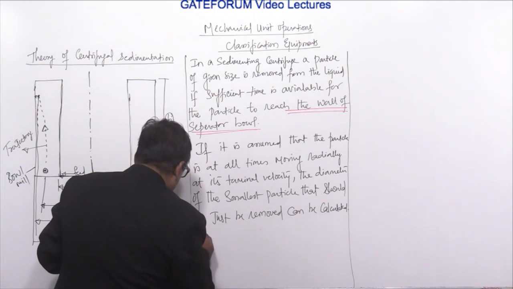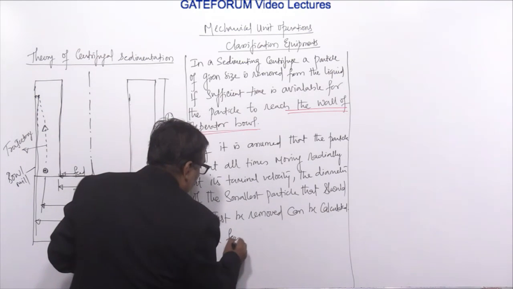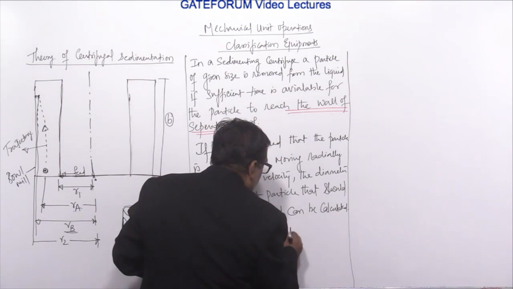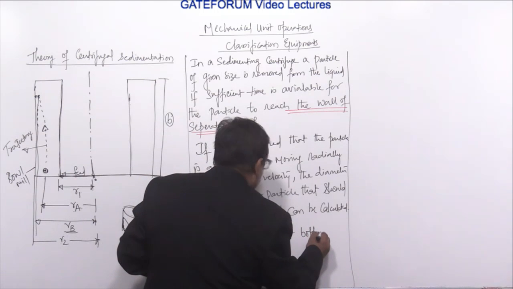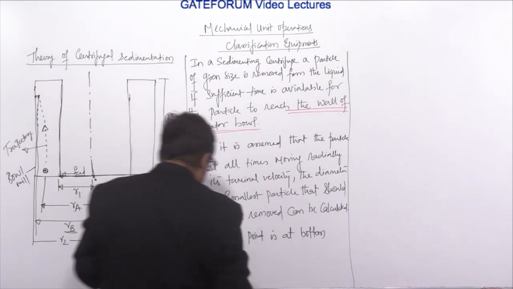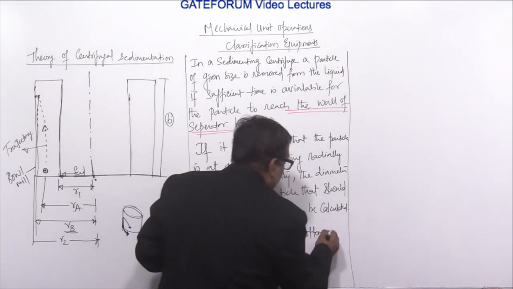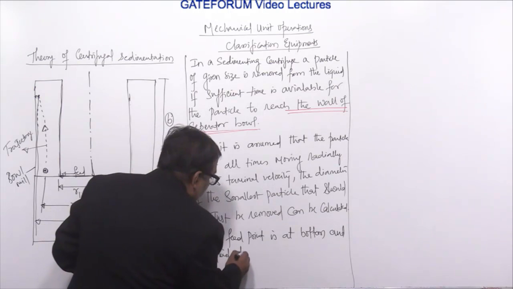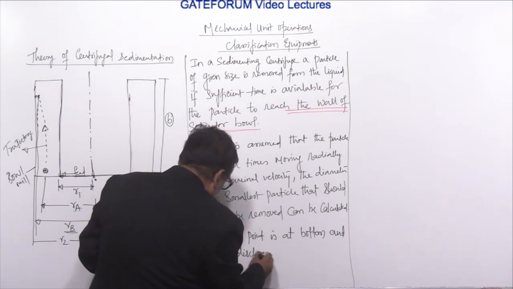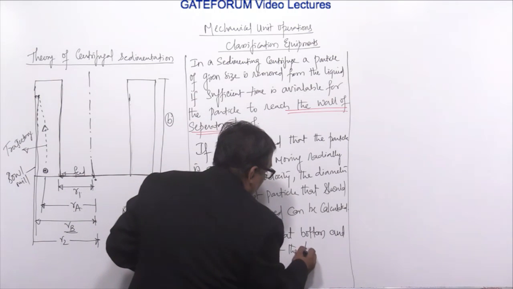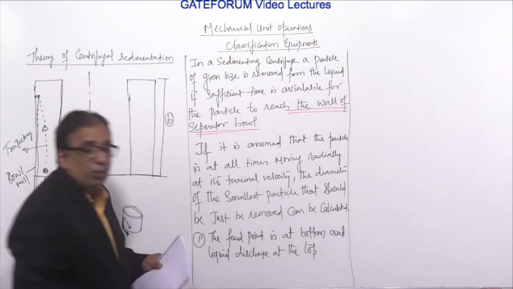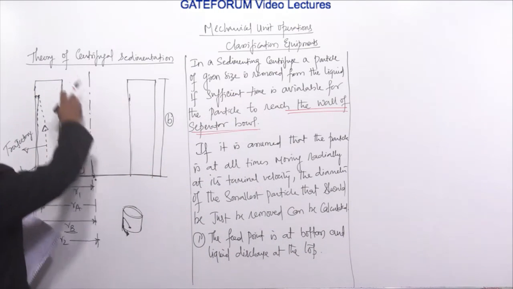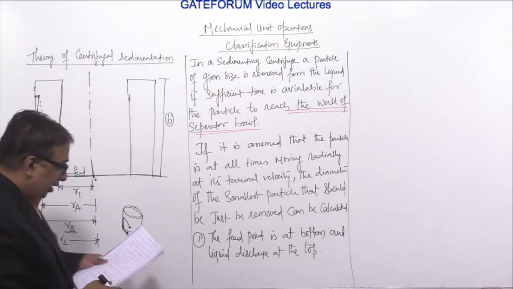Number one, the feed point is at the bottom. So we will be feeding from the bottom, and the liquid discharge is at the top. The feed with the particles will be at the bottom, and the liquid at the discharge. So our particles should not get carried away from the top.